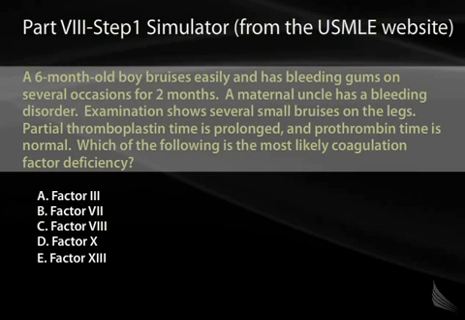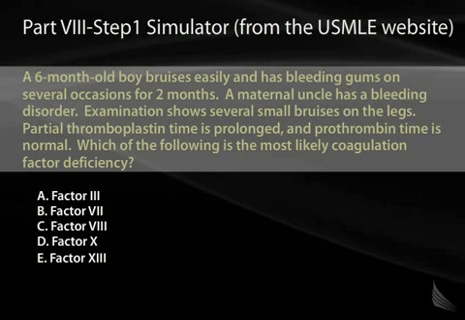So what are we thinking about here? There are some key points that are important. 6-month-old boy, maternal uncle, so this seems to be X-linked, right? That's what the question is indicating. We've got small bruises on the legs. We have a prolonged partial thromboplastin time and a normal prothrombin time. So how do we decide what type of hemophilia we may be dealing with here?